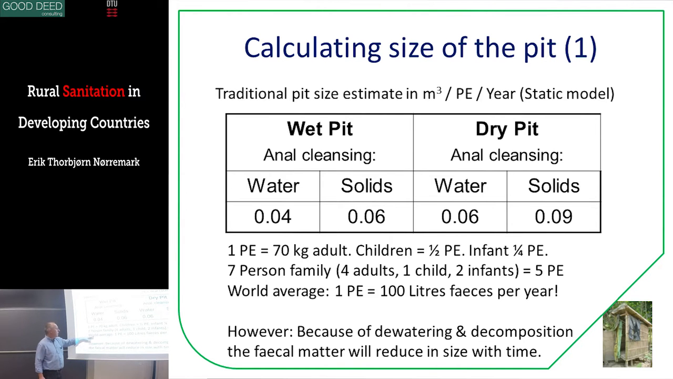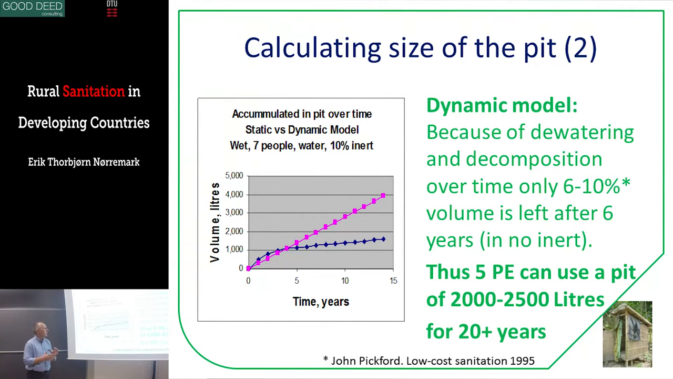Now, WHO have made a big report, and they come up with the average for one person in this world producing 100 liters of feces per year. I'll be using these numbers on the next slide. The whole point is that the static model does not take into account the dewatering and decomposition of the fecal matter over time. It does, but only on a short time scale. The next model will be dealing with latrines that can last for much more than 10 years.